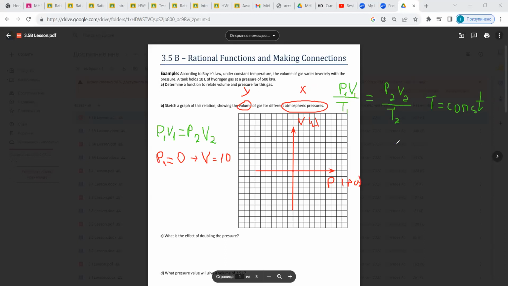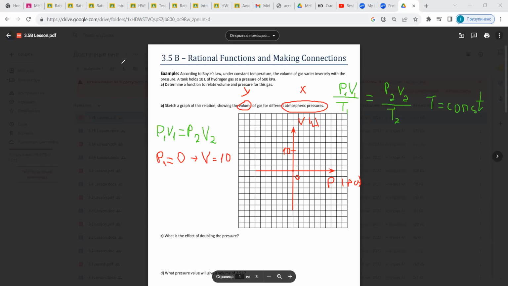Oh, in pascals. We're going to sketch a graph of this relationship first of all. The first point of this graph, when volume is, let's say, 10 liters, would be here for us. And we change pressure. Pressure starts at 0.